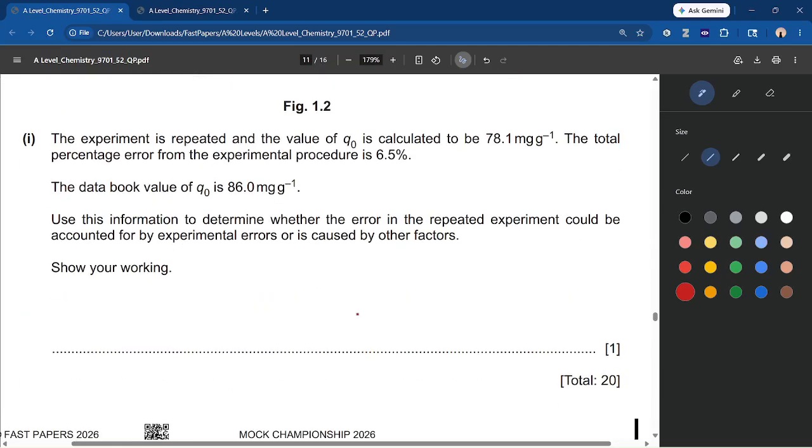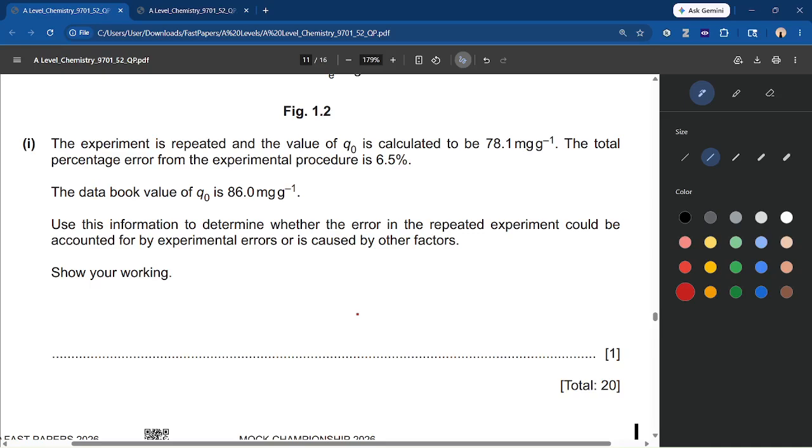And we've already done this. And now they're saying the experiment is repeated and the value of Q0 is calculated to be 78.1 milligram per gram. The total percentage error from the experimental procedure is 6.5%. The data book value of Q0 is 86 milligram per gram. So they say that if it's within 6.5%, then you can say that it's due to experimental procedure. But if it's greater than 6.5%, then other factors caused the error. So let's figure out what the actual percentage error is.